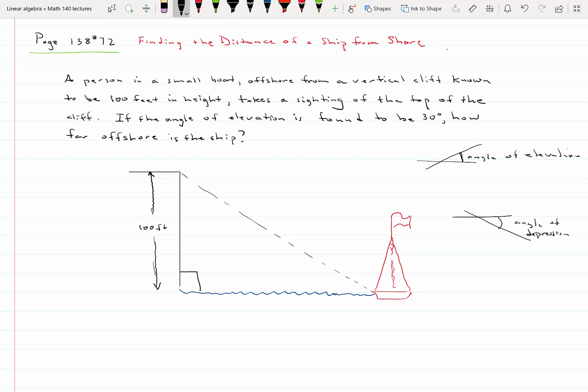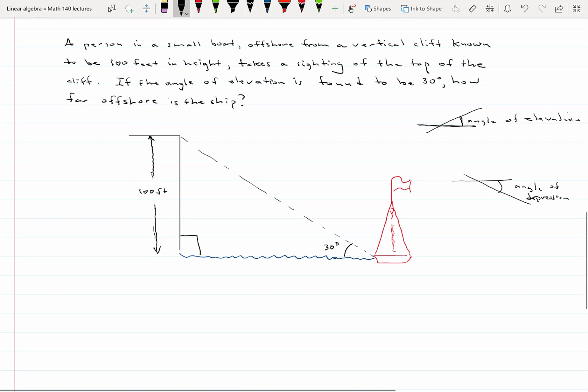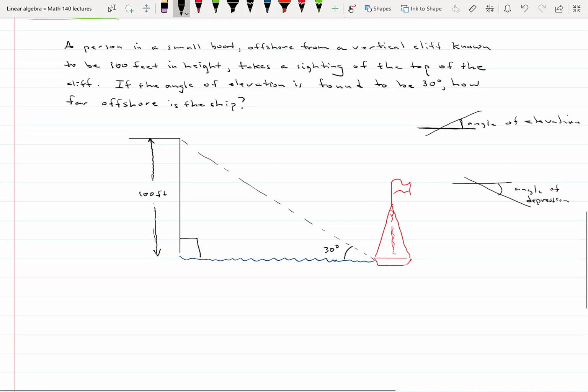Okay, so the angle of elevation is measured off the horizon upward, and the angle of depression is measured off the horizon downward. So the angle of elevation is measured to be 30 degrees. So here's 30 degrees. You can see if we allow the water to be the leg of the triangle, we have a right triangle formed, and that's kind of the essence of these problems. You want to try to force right triangles to be in this situation.